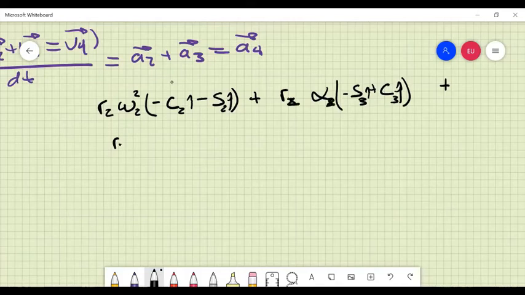This is also 2, subindex 2. All this corresponds to link 2, okay? Now goes for link 3.